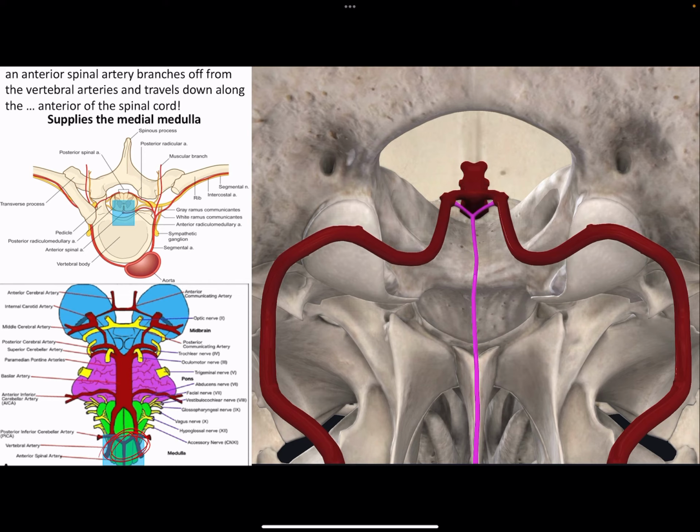You can see that over here. And that is going to supply the anterior, as the name implies, anterior spinal cord. What tract is there that's relevant? We're dealing with the spinothalamic tract as the relevant one.